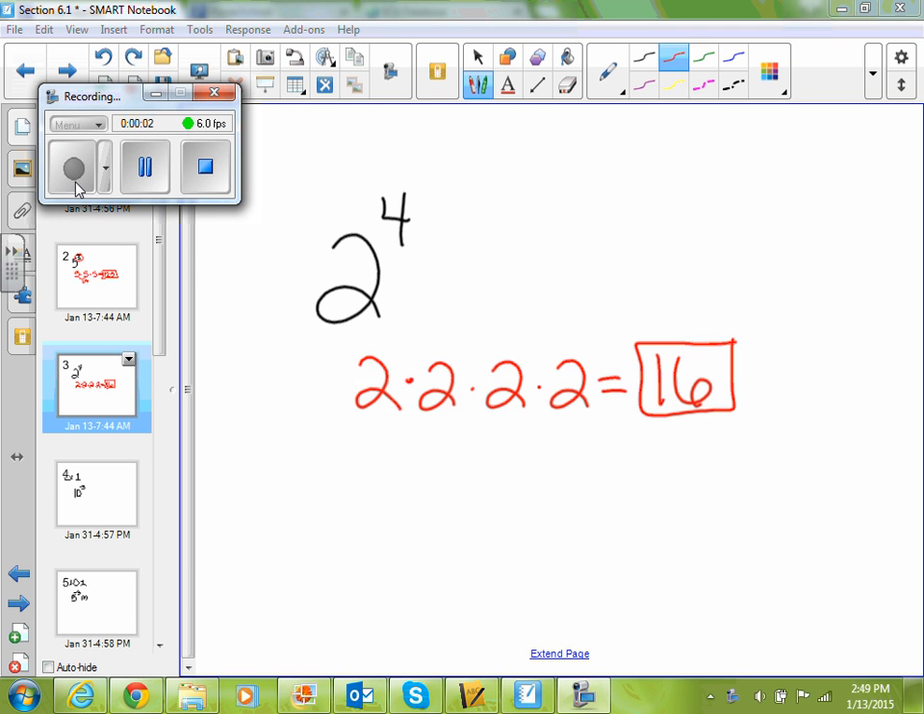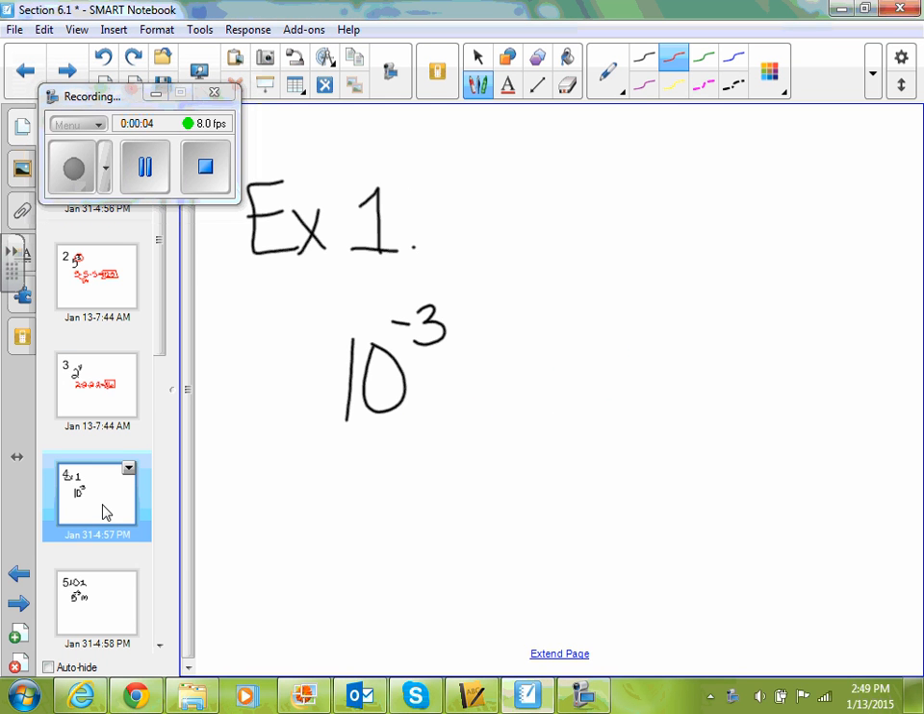Okay, so positive exponents, easy. We're going to look today at negative exponents and zero exponents. That's what everybody usually likes to do, but that's not how it works.